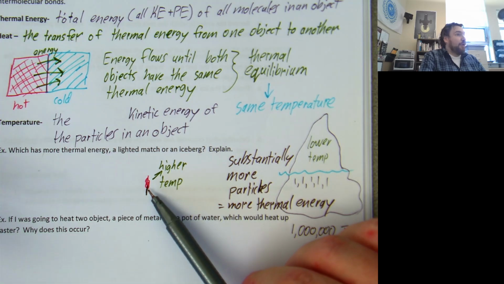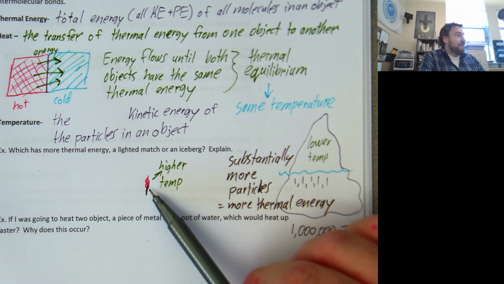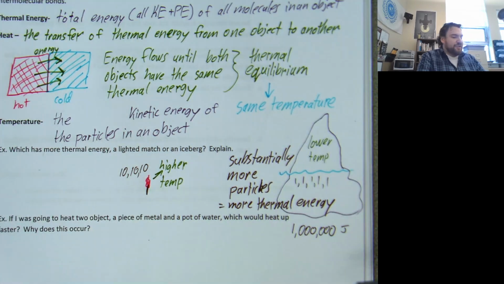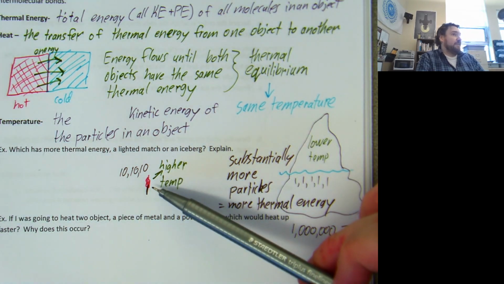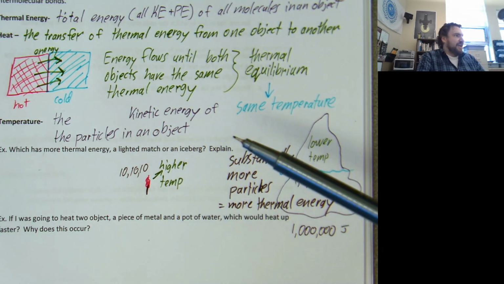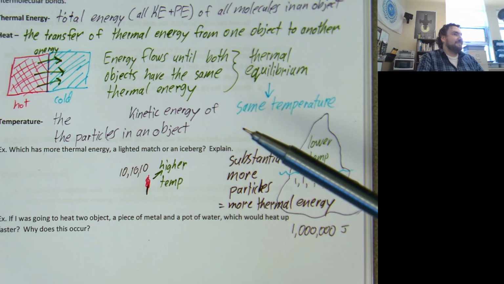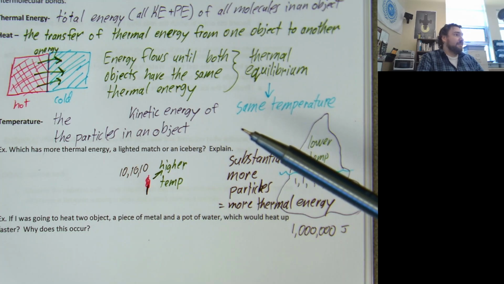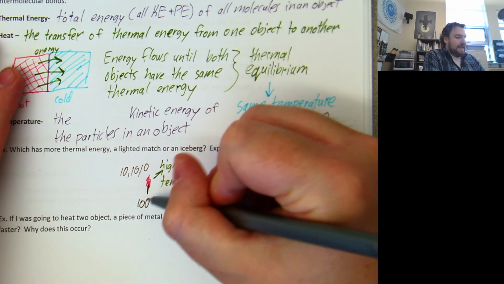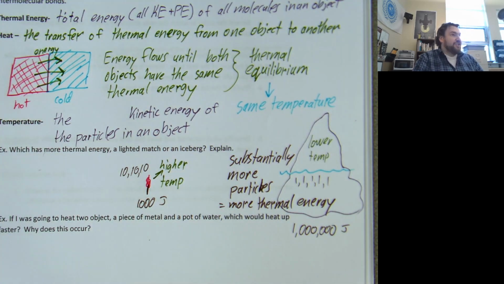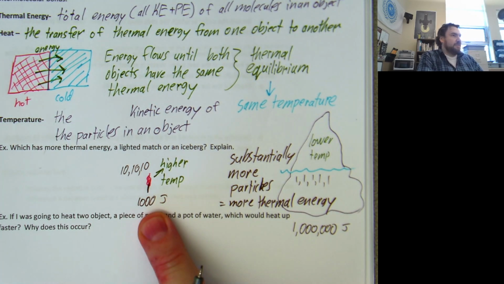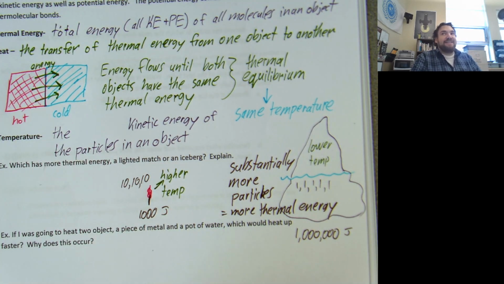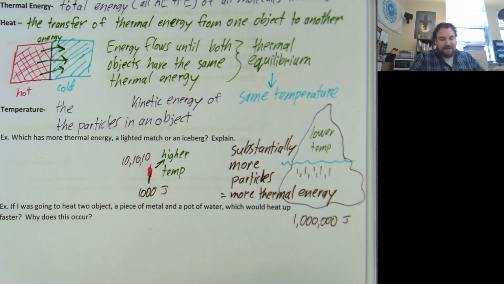The individual particles in a match are going to have higher energy. Maybe this one is 10 each, 10, 10, 10. Maybe there's not 1 billion, maybe there's 100. If I'm adding 10 100 times together, what am I going to get? It's 1,000. Thank you. So there's 1,000 joules of thermal energy here, and yet you know this is hotter. What could we divide both of these by to get something that makes sense to give us a value for temperature?